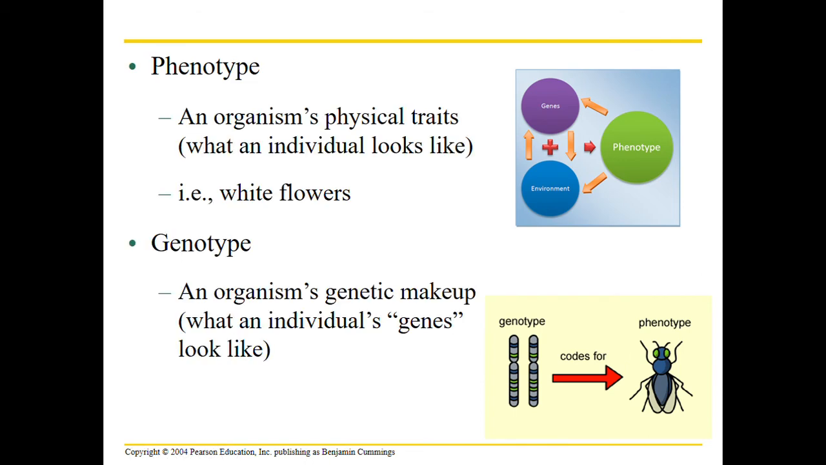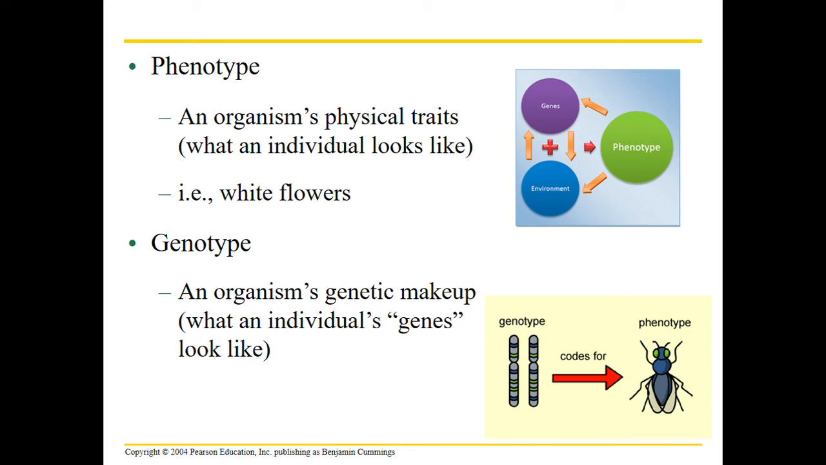So now let's look at what I mentioned in the previous slide. The differences between genotype and phenotype. Phenotype is an organism's physical characteristics, so what they look like: hair color, eye color, ability to roll your tongue. These are things that we can see. Genotype is the genetics behind it, so what alleles they have. For white flowers, the phenotype is white, and the genotype is little p.